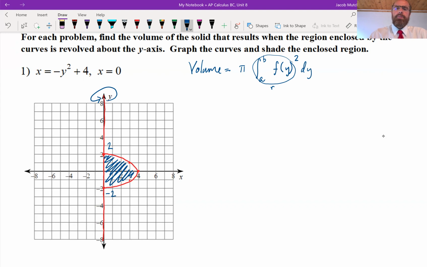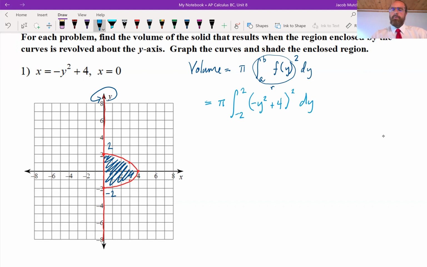So let's set up specifically for our relation here. So it's going to be pi times the integration from negative 2 to 2 on the y-axis, taking the integral of negative y squared plus 4, squared, dy.